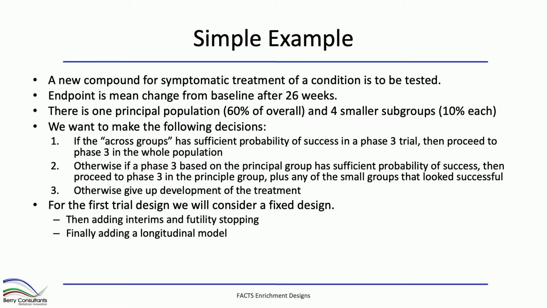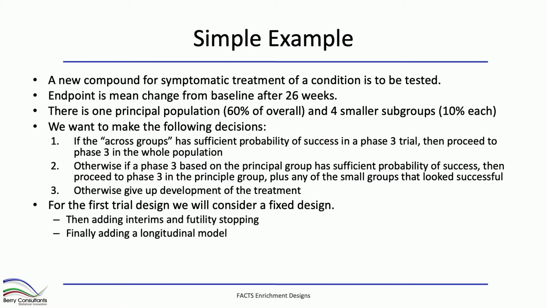And what we want to do in this example is make the following decisions at the end of the trial. If the across groups has got sufficient probability of success in a subsequent phase 3 trial, then we proceed to that phase 3 in the whole population. Otherwise, if a phase 3 based on just the principal group has got sufficient probability of success, then we proceed to phase 3 just in that principal group plus any of the small groups that have also looked successful. Otherwise, we're going to give up development of the treatment. In other words, even if some of the small groups look successful on their own, if we haven't got success in the principal group, we're not going to be interested in going forward.